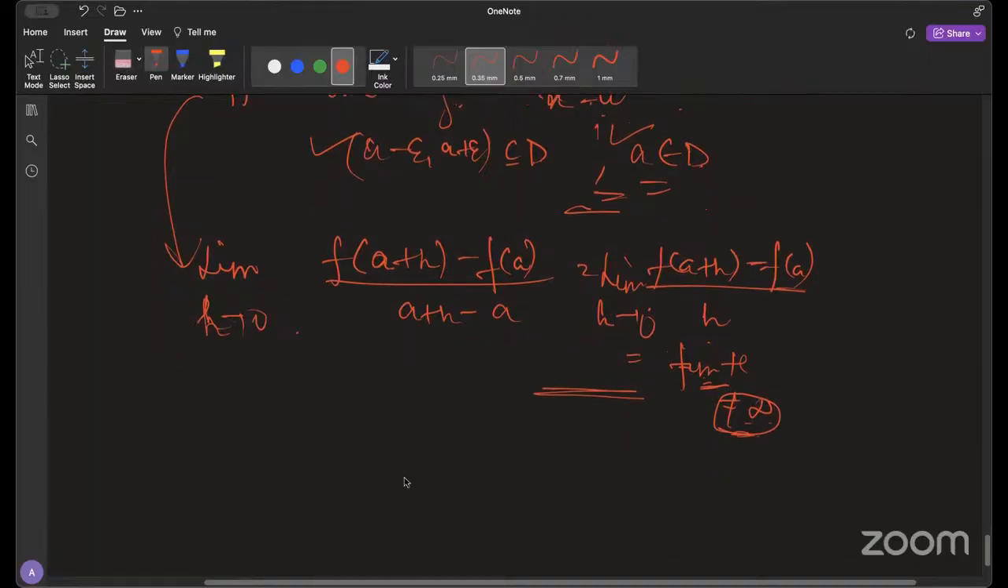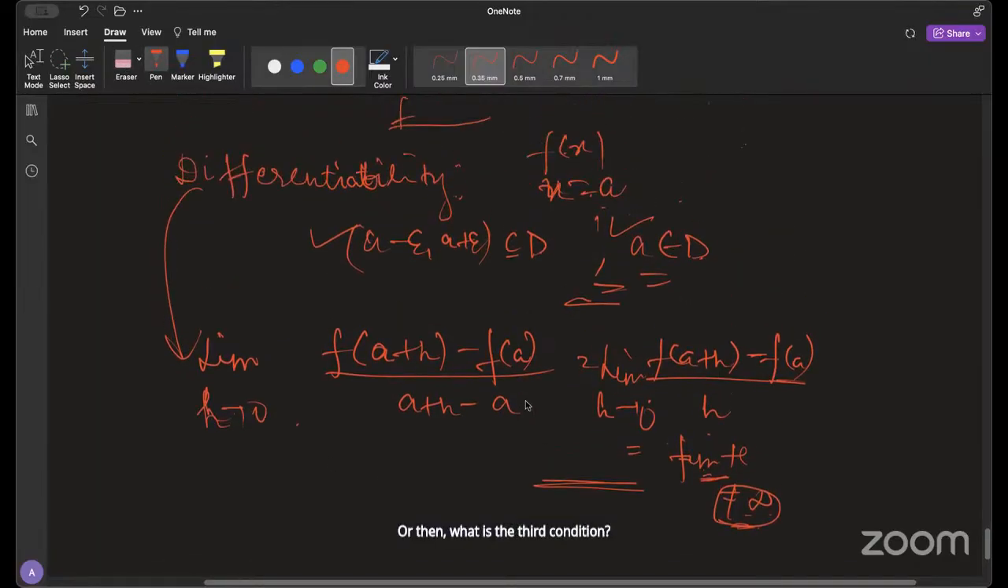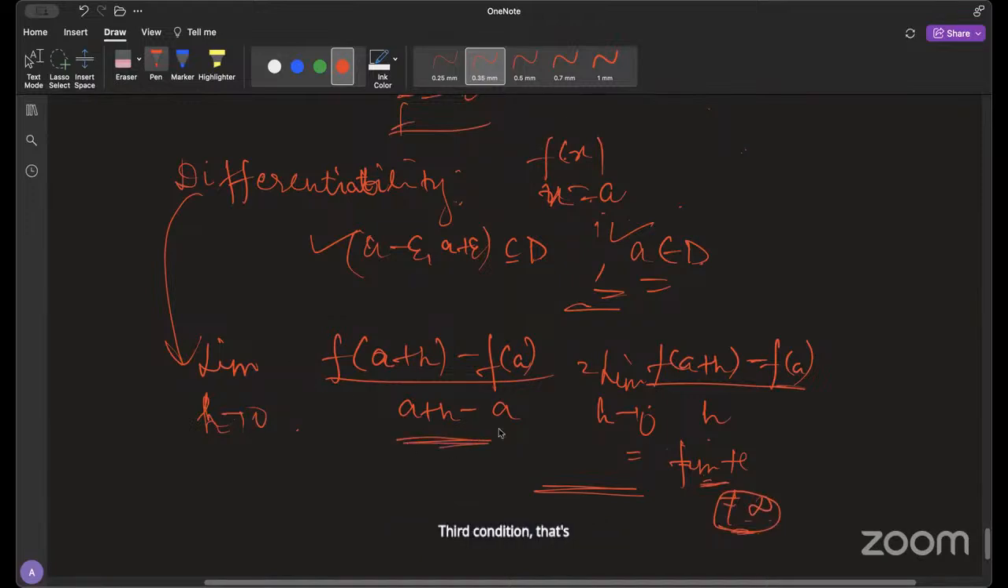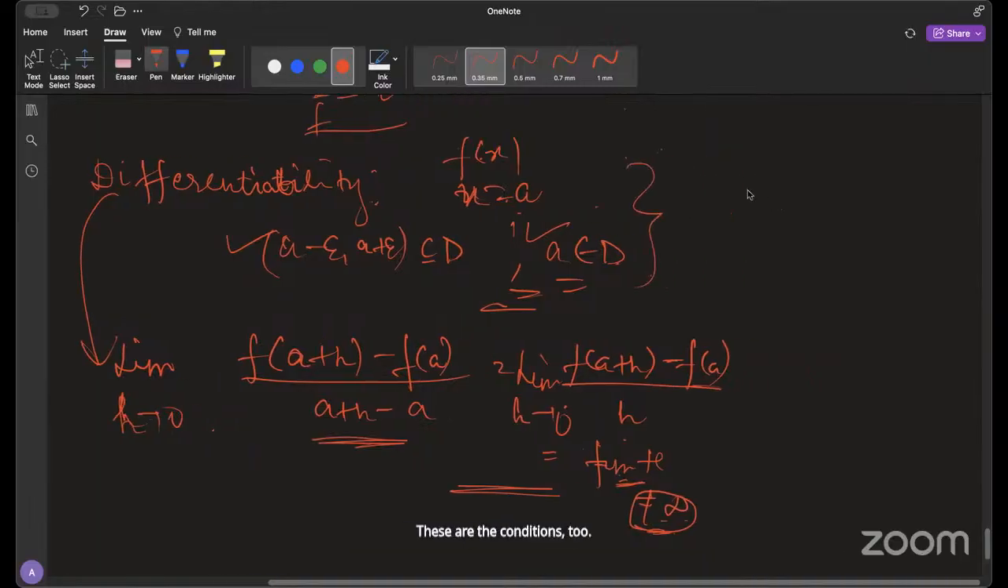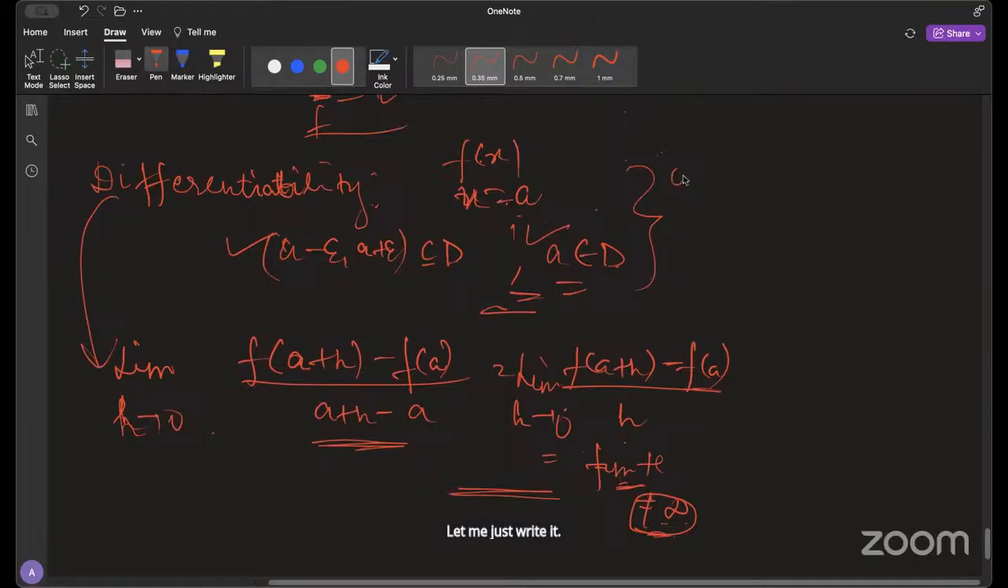Further, what is the third condition? Third condition, that's okay. This is it. And there are only two conditions. Okay. These are the conditions. Let me just write it. So see, the definition is this, right? The definition is just this part. So what are these two things then?